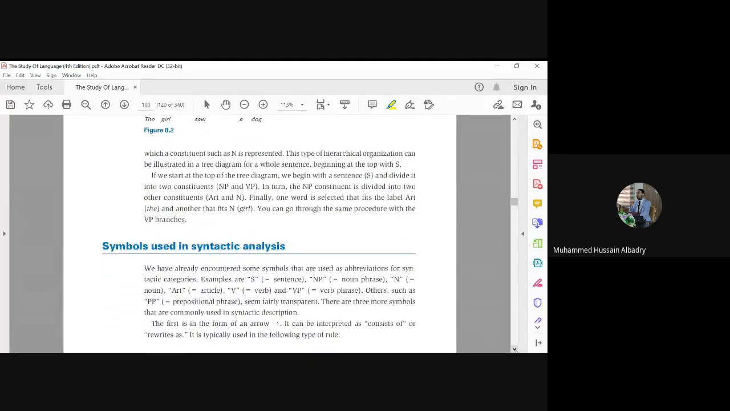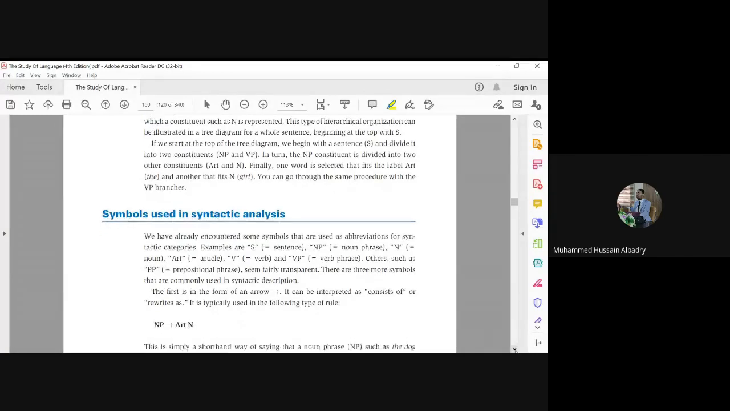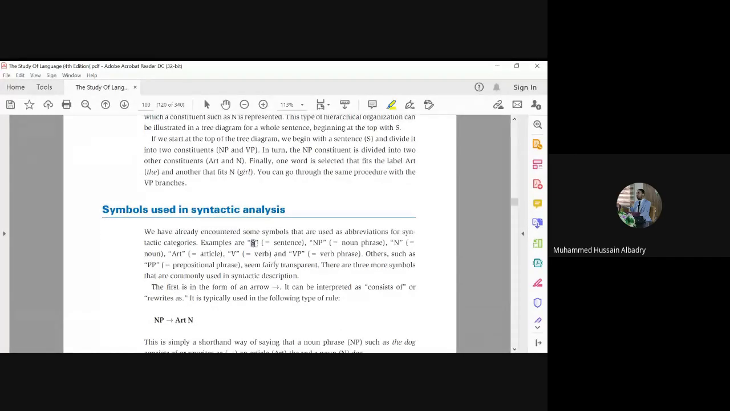Symbols used in syntactic analysis. Very important to know the symbols. What are the symbols? As I told you, noun phrase, noun, article, verb phrase. Okay. PP, it means prepositional phrase. You have to know the symbols. This arrow, what does it mean? The arrow means consists of or rewrites as. When we say noun phrase, we put this. It means noun phrase consists of article plus noun.